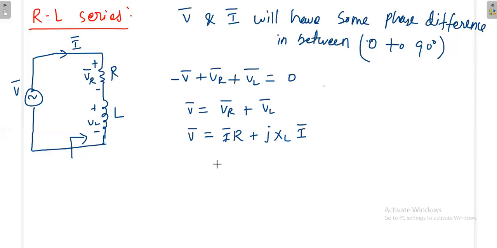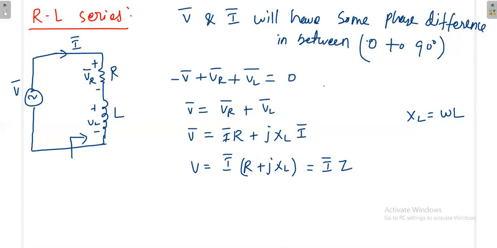Now again you can modify this. If you take this I outside, this is R plus jXL. This we can call as I bar into Z, some impedance. Impedance means the combination of this resistance and inductor, that is R plus jXL. Already you know what XL is. XL means omega into L. Omega is the frequency of operation, and L is the inductor value.